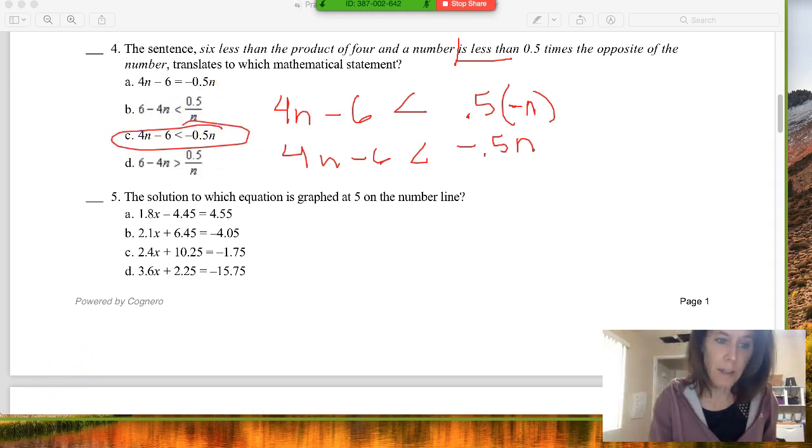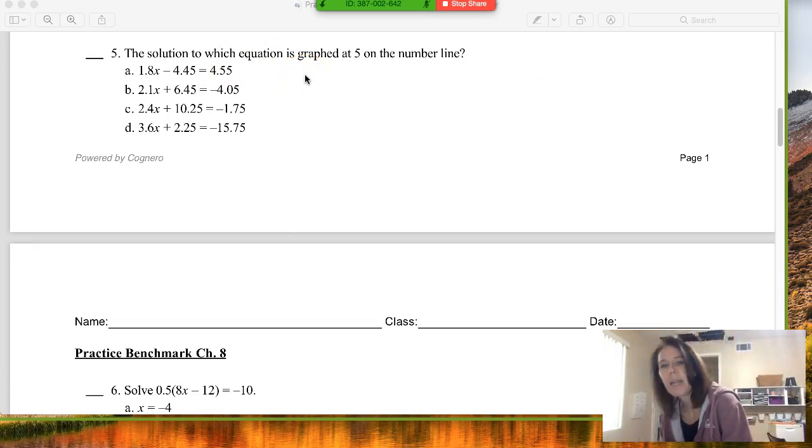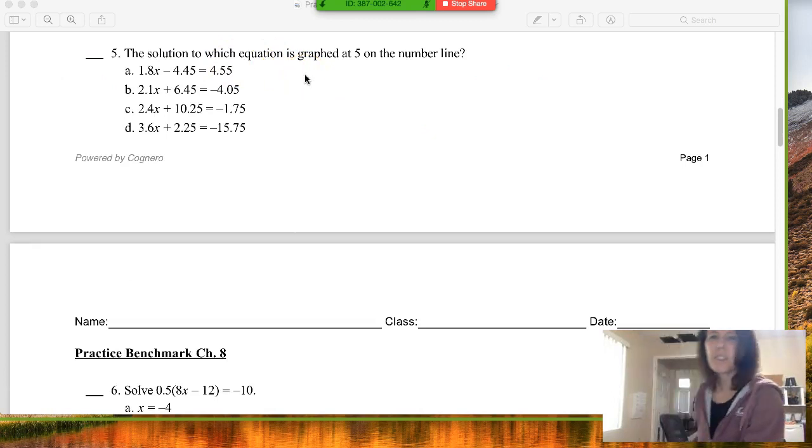All right, on to number 5. Okay guys, number 5, the solution to which equation is graphed at 5 on the number line? Well, what does that mean? They're just saying the solution to the equation is graphed at 5 just means the solution is 5.